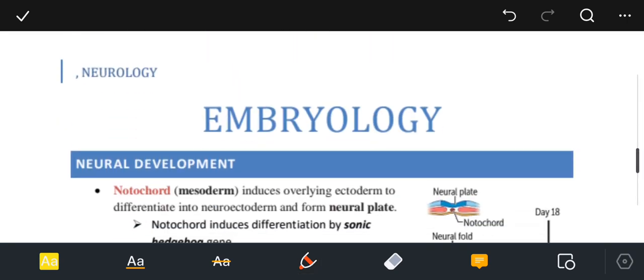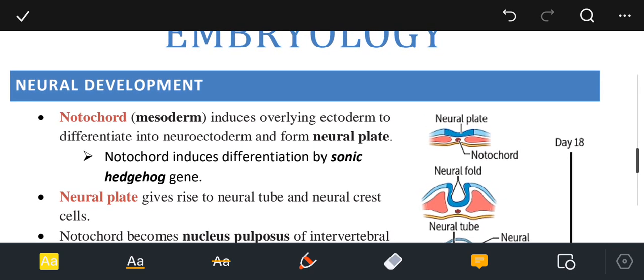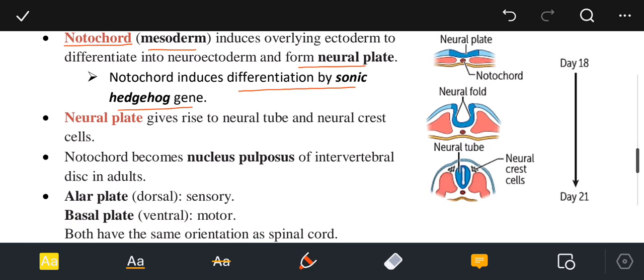So now let's start with the embryology of the nervous system. The neural development. For the neural development, the first thing to be formed is called the notochord, and it is coming from the mesoderm. It induces the overlying ectoderm to differentiate into neuroectoderm and form the neural plate. Notochord induces differentiation by the sonic hedgehog gene. The neural plate gives rise to the neural tube and the neural crest cells. Notochord becomes the nucleus pulposus of the intervertebral disc in the adults.